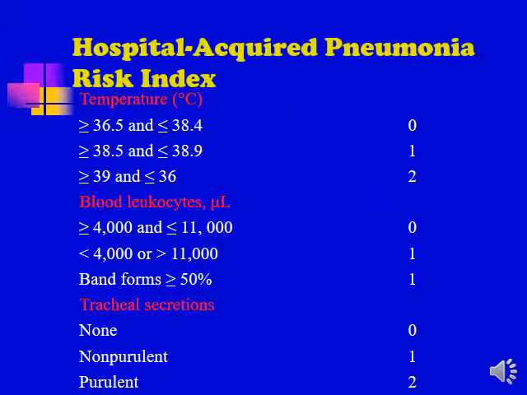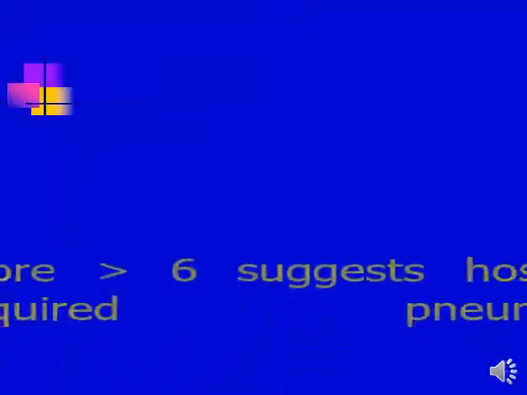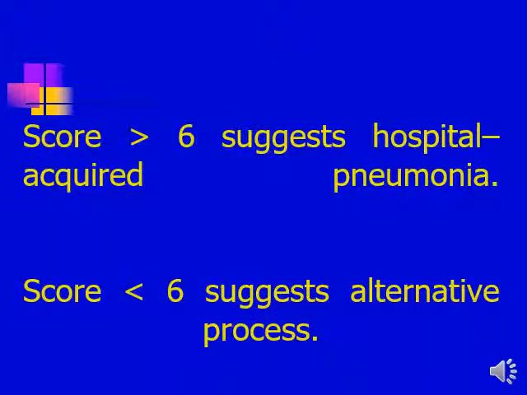This is again about the risk indices. We see the temperature, blood leukocytes, and the oxygenation. I can give a number for each marker of this severity, and I get a score. If more than 6, this is hospital acquired. If less than 6, there is an alternative process. This is an example of the severity markers used in detecting the prognosis.